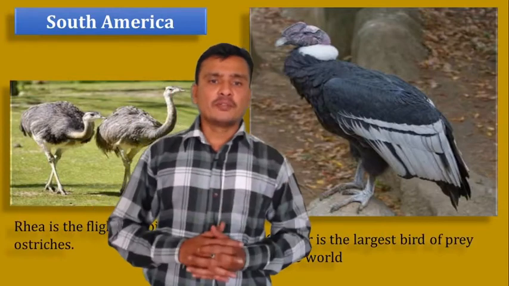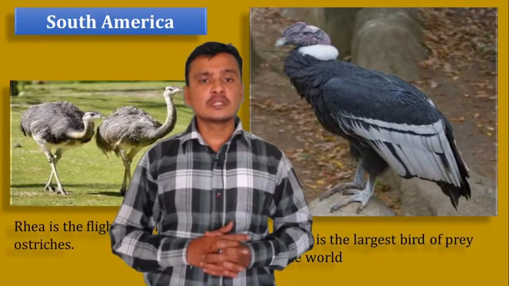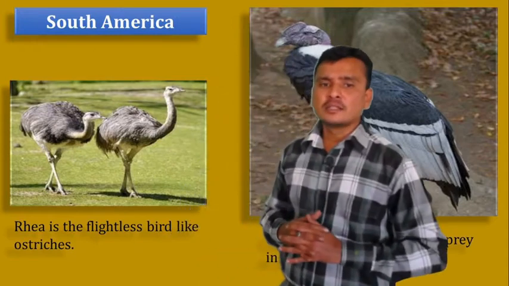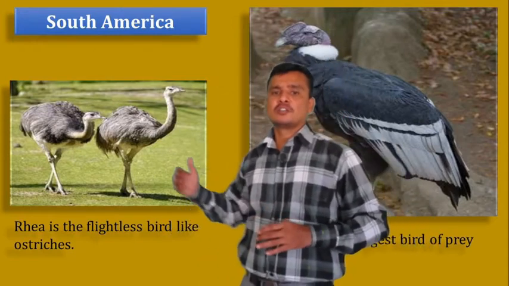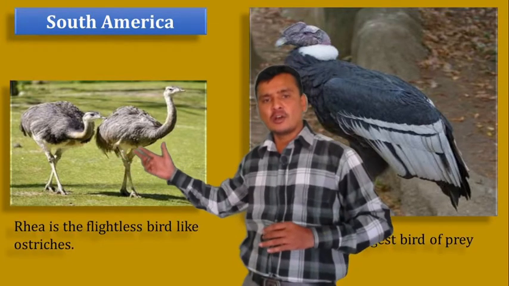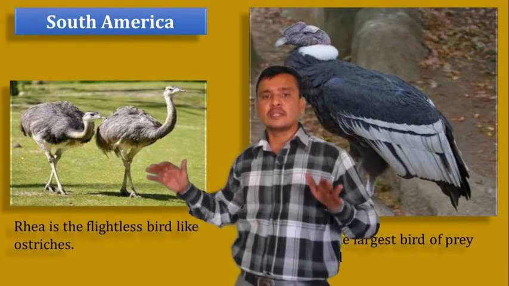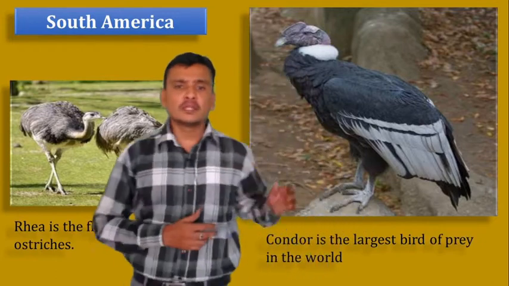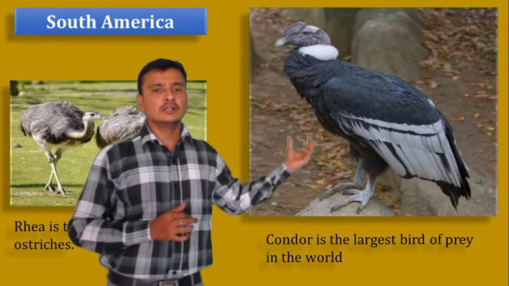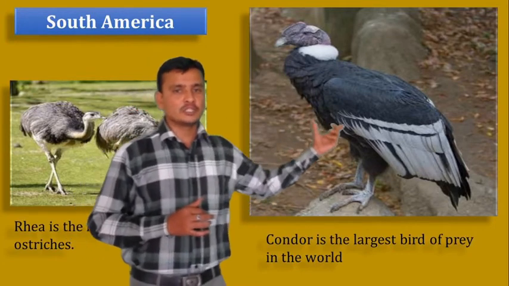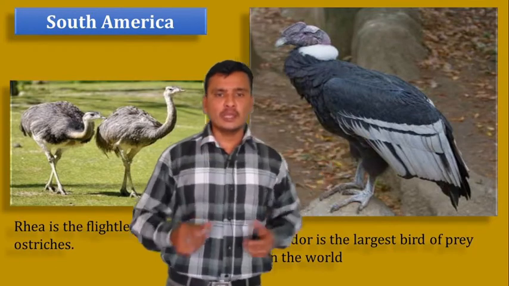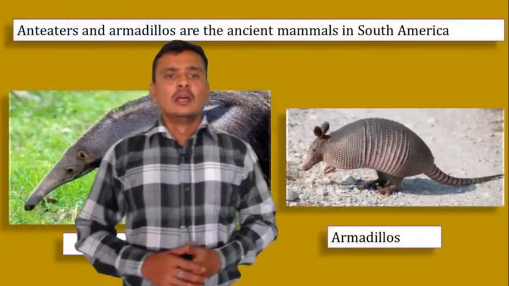Then after Africa, we are going to go towards South America. In South America, the rhea is a flightless bird like the ostrich found here. The rhea is a bird just like the ostrich, and it is flightless, which means it cannot fly. And after that, the condor is the largest bird of prey in the world. This is the feature, the condor is the largest bird of prey in the world.